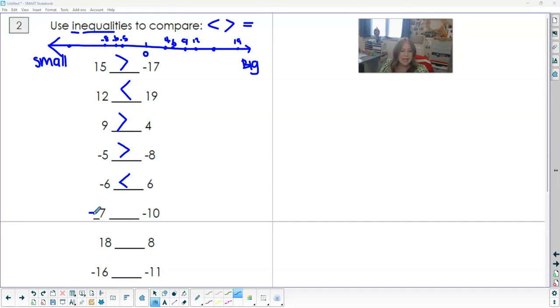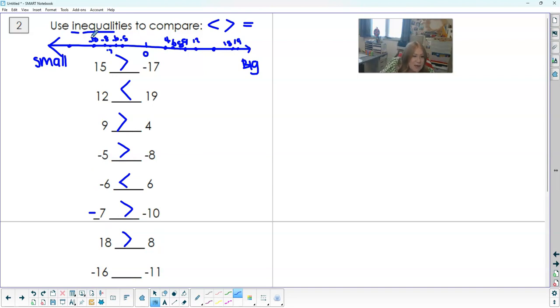All right, our next one says -7, and we're comparing it to -10. So we're going to sneak -7 in there, and then we'd have 8, 9, 10, -10. So I can see -10 is on the left, so it is smaller. So my small side points to the smaller one. -7 is greater than -10. Now we have 18. That's going to be over here by 19, and we're comparing that to 8. And I can see that 18 is on the bigger side. So 18 is greater than 8.